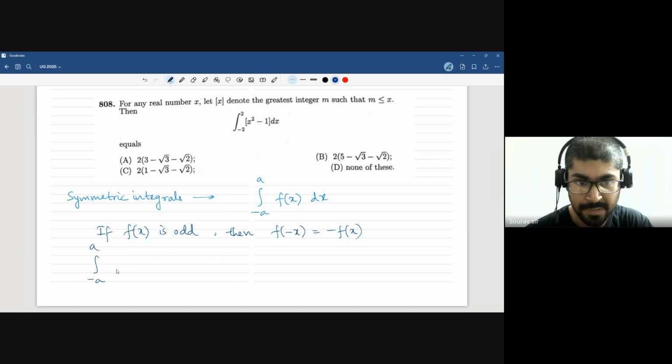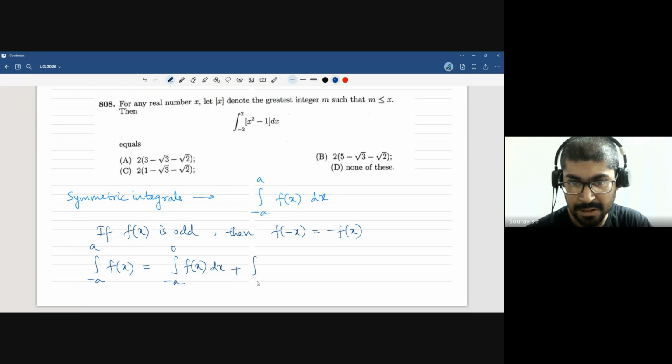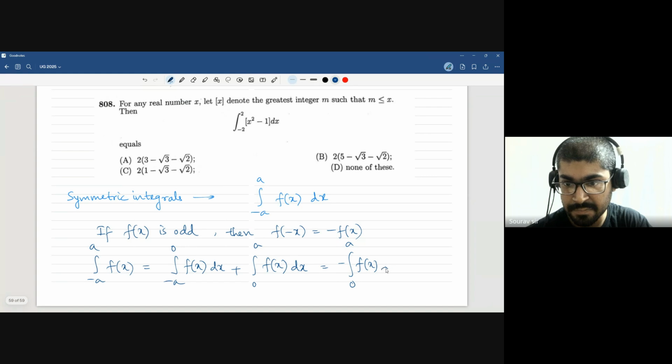So the integral from minus a to a of f(x) is equal to the integral from minus a to 0 of f(x) dx plus the integral from 0 to a of f(x) dx. Now since this is odd, if I replace x by minus x, I'll get minus the integral from 0 to a of f(x) dx plus the integral from 0 to a of f(x) dx. This will only happen because f(x) is odd.